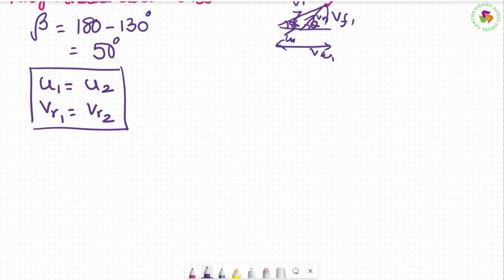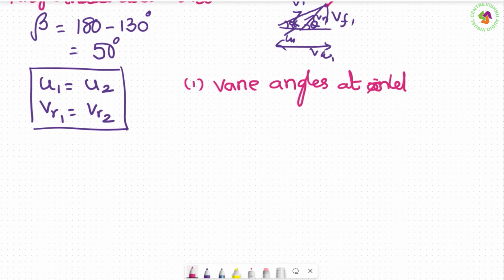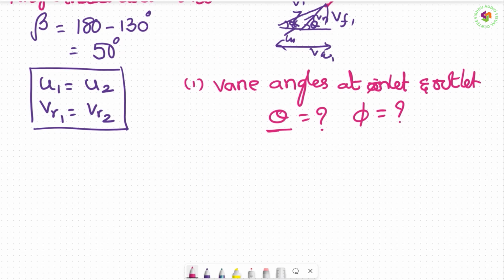Now what are the things that we should find out? What is the question that he has put forward for us? Vane angles. Please remember, this is the only way to solve the problems. Vane angles at inlet and outlet. That means what is theta, what is phi? These are the questions. So now let me go with theta, how to solve.